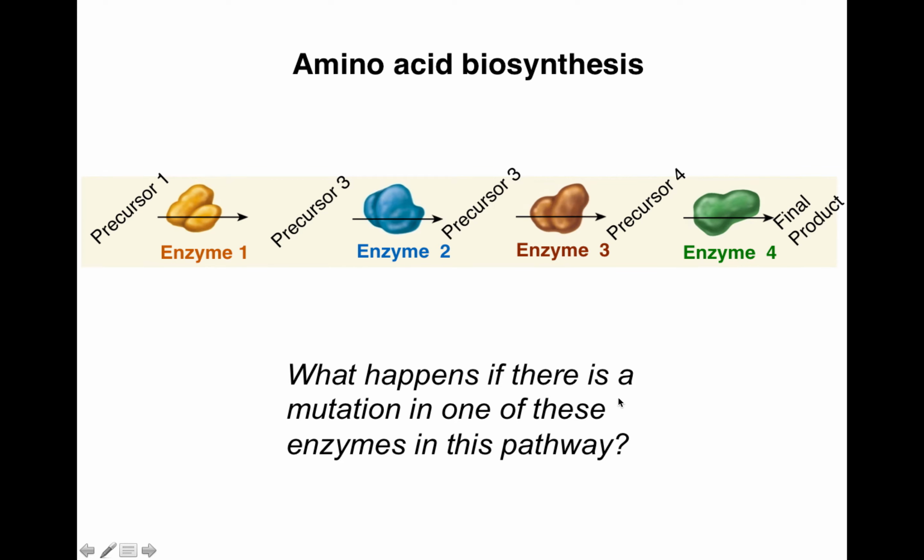What happens if there is a mutation in one of these enzymes in the pathway? Well, if you knock out enzyme 2, that means you'll build up precursor number 2, but you won't make the final product. Okay? You'll also have an abundance of precursor number 1. So Beadle and Tatum said, okay, we're going to mutate our Neurospora and see if we can identify all the different enzymes in a pathway and order them.